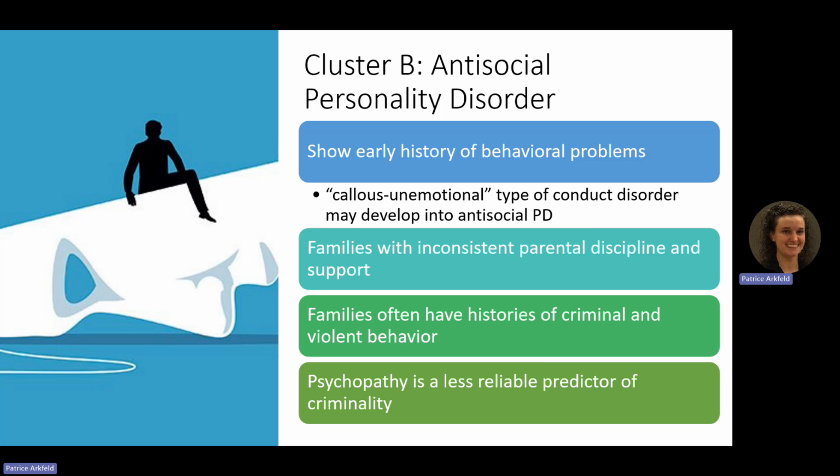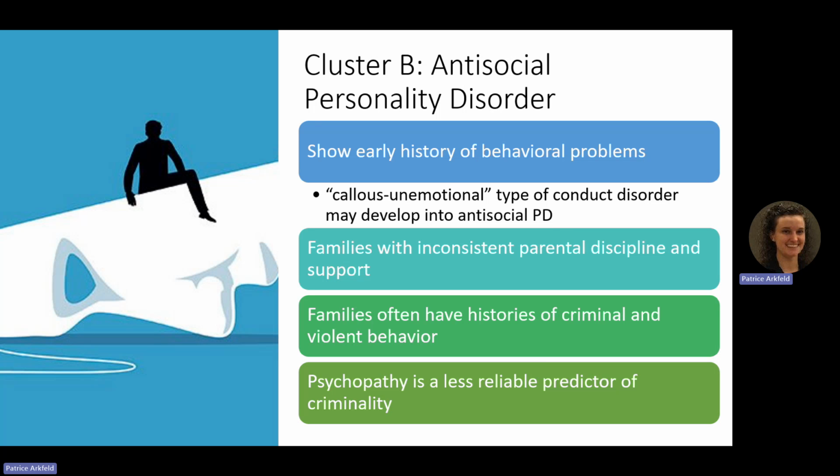We also see that families that have an inconsistent discipline pattern by the parents and inconsistent support by the parents can sometimes be a risk factor for antisocial personality disorder. So when you combine these things, like the individual already has behavioral problems, and then we couple with that inconsistent parental discipline and inconsistent parental support, we sometimes see that increasing someone's risk for developing antisocial personality disorder.